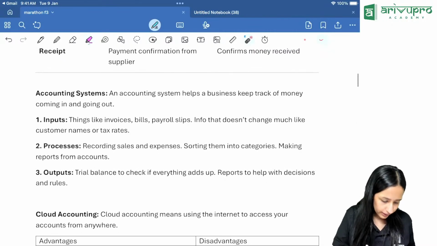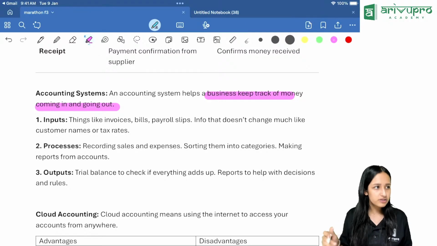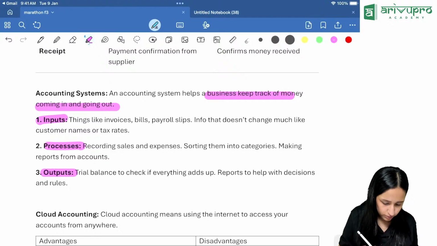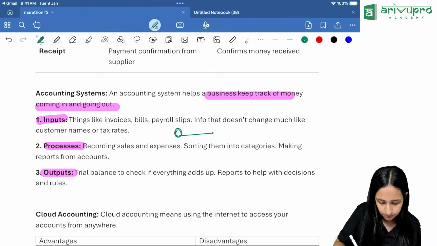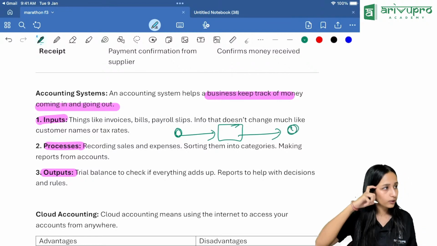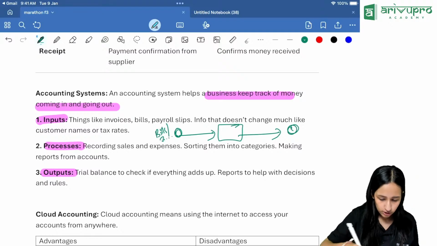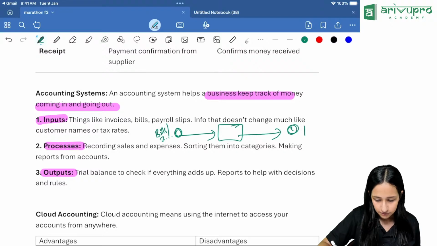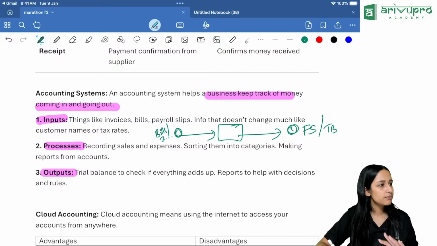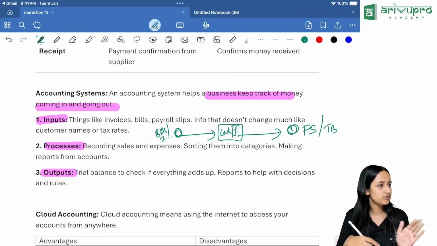Accounting systems. An accounting system will help business keep track of the money. This is basically, instead of writing it on a piece of paper, you're using software to write it. Okay. So now we have inputs, processes, and outputs. So inputs get into processes and become output. So in this scenario, inputs like bills, journals, all this in the end becomes financial statements, correct? Trial balance, financial statements, all this become output. In between, how are they churned together? Using ledgers, journals, etc. That's processes. Got it?